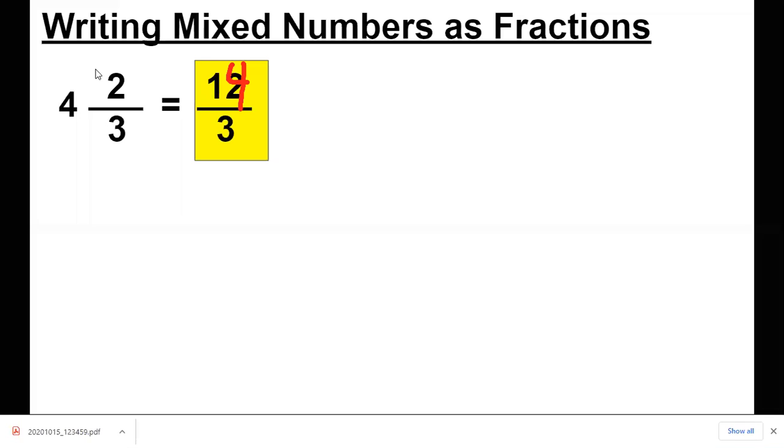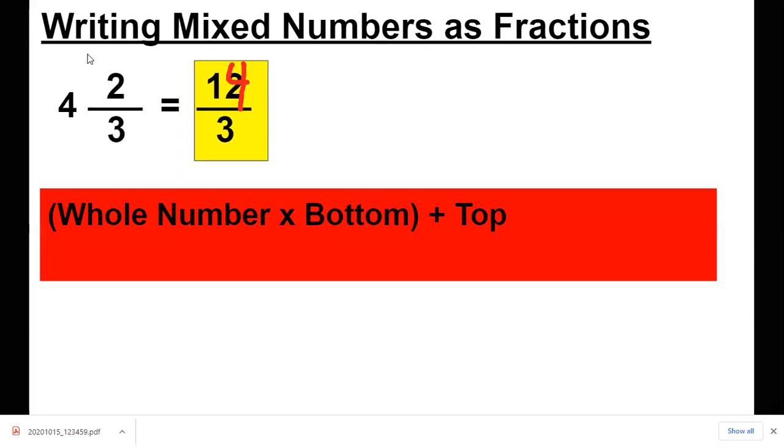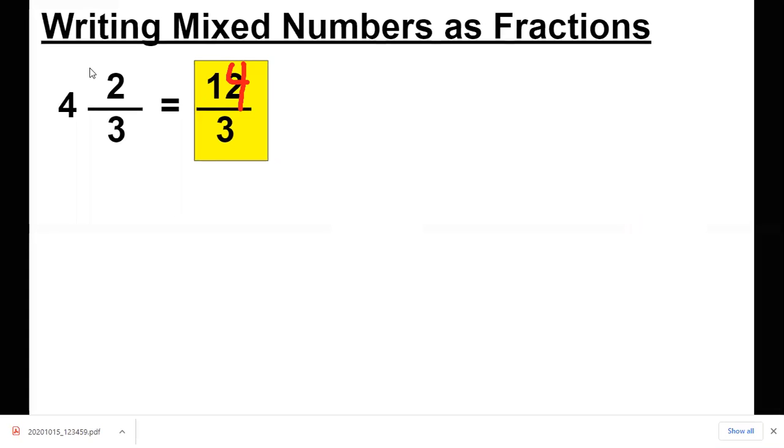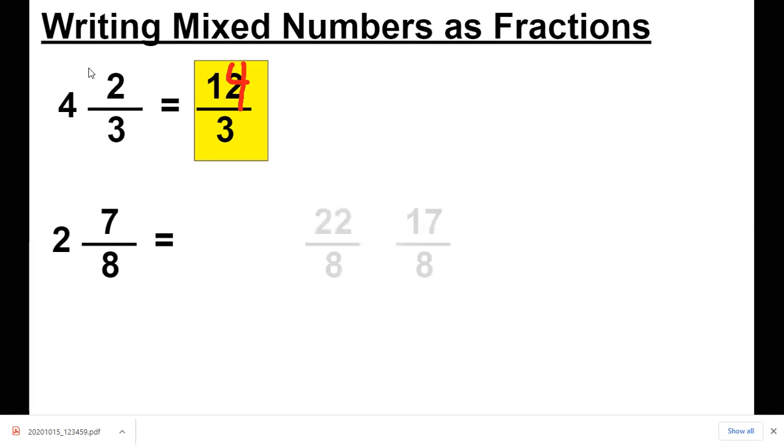Hopefully the next one's right. Whole number times the bottom plus the top. Clap, clap. All right. Next one. 2 and 7/8. See if Mrs. Claus gets this one right. 3 choices. 22/8, 17/8, and 23/8.